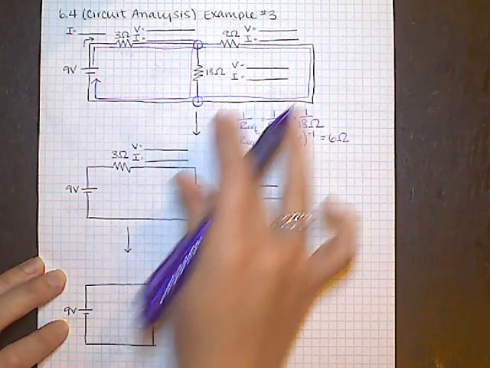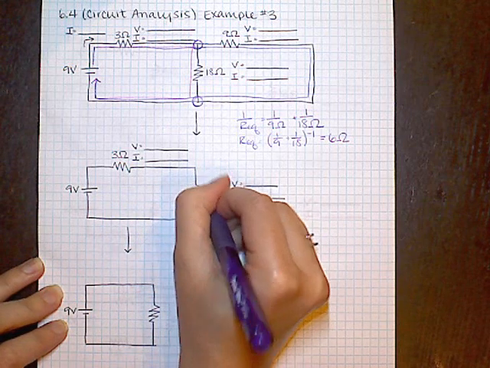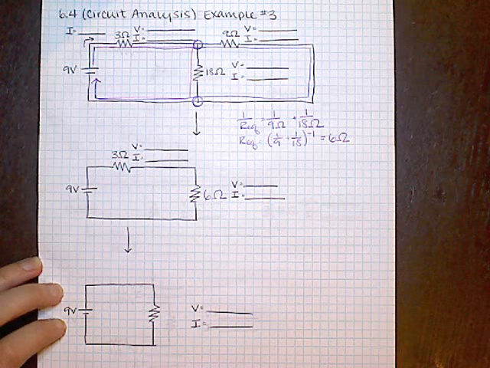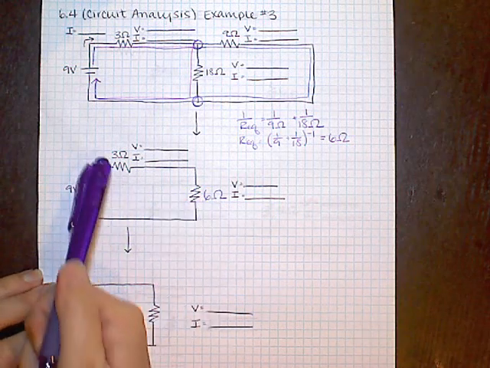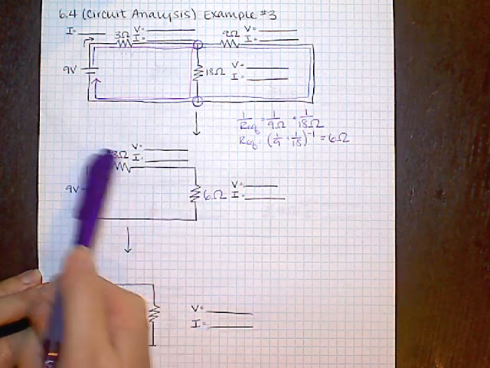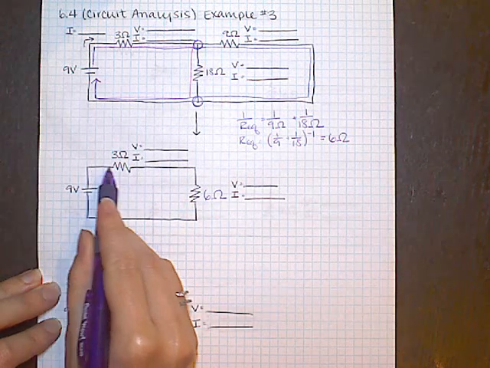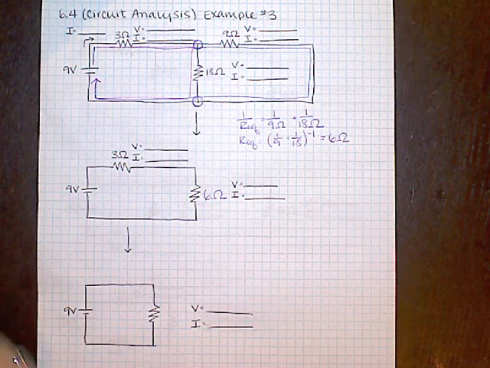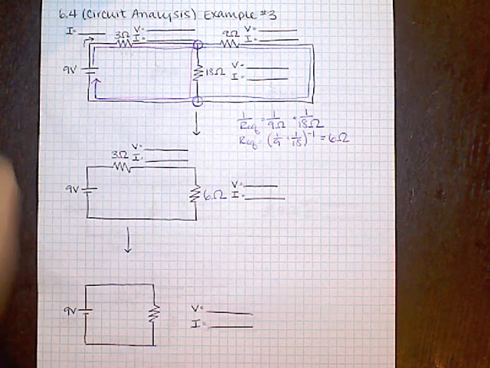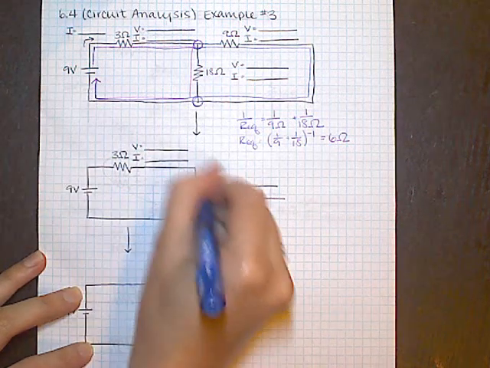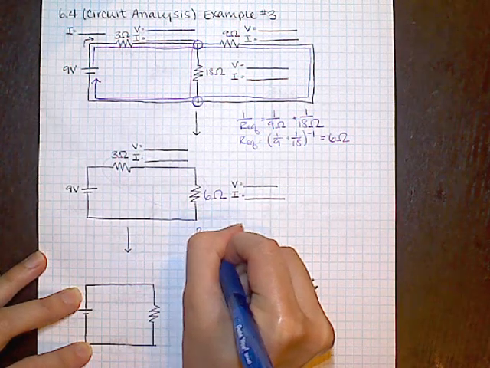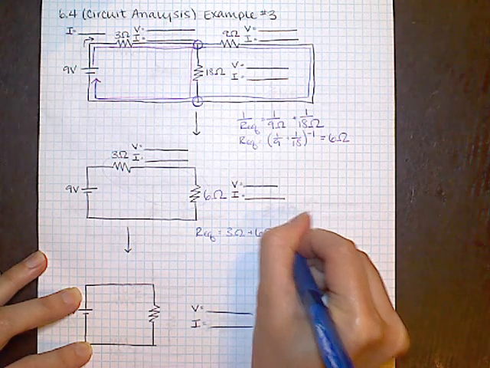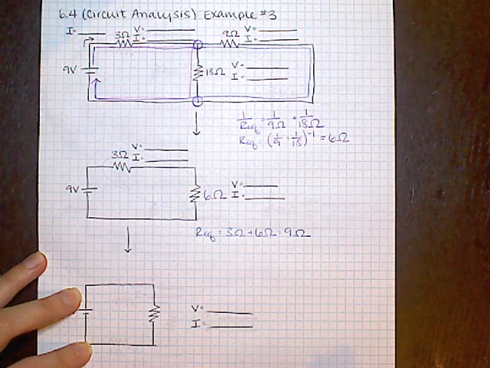So from there, I redraw my circuit. I've kind of already taken a shortcut there. And these two parallel branches get replaced by a single 6 ohm resistor. So now I'm getting closer. I still have 2 resistors here. They're connected in series because all of the current that goes through this 3 ohm resistor would also go through this 6 ohm resistor. So I can go ahead and add those two up in series. So then combining those two, the equivalent resistance is going to be equal to 3 ohms plus 6 ohms, which is equal to 9 ohms.